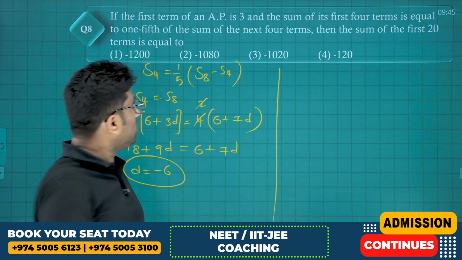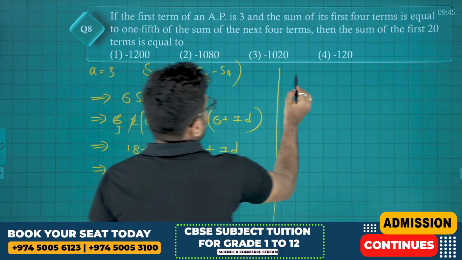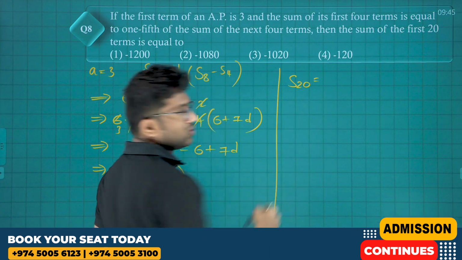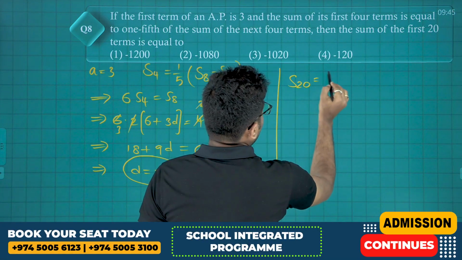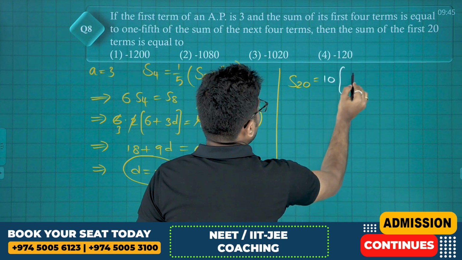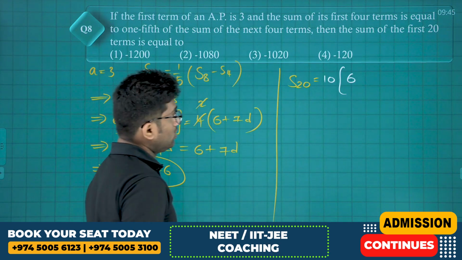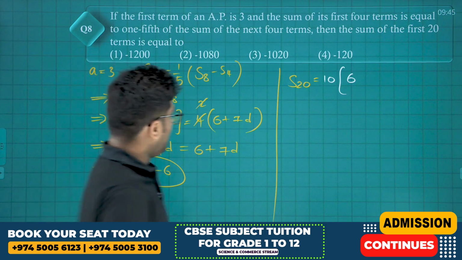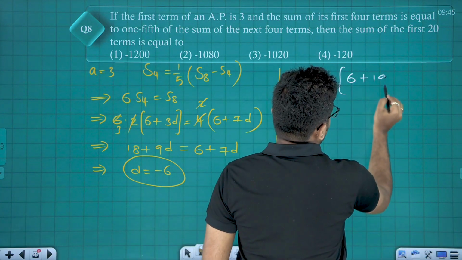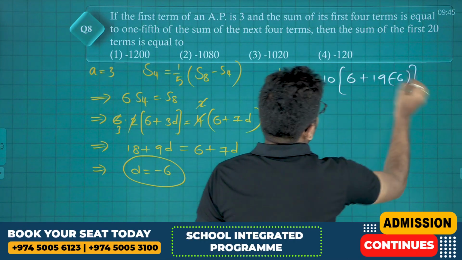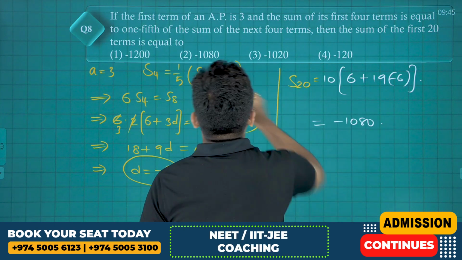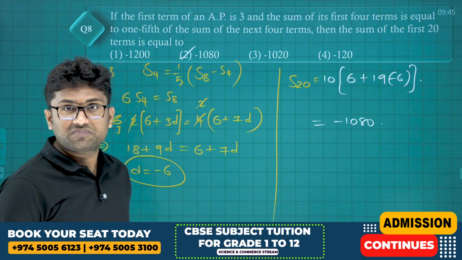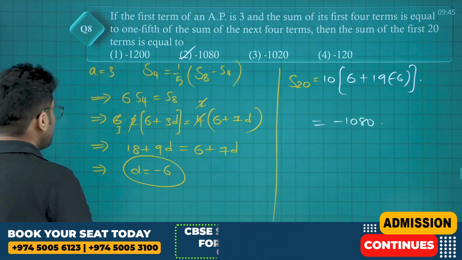See, A we know, D we know. They are just asking us to find S20. What is S20? Simple question. N by 2, 20 by 2 is 10 times (2A, 2 into 3, plus 19 into minus 6), that is (n minus 1) into D, which is equal to minus 1080. Option 2, friends. Simple question from arithmetic progression.